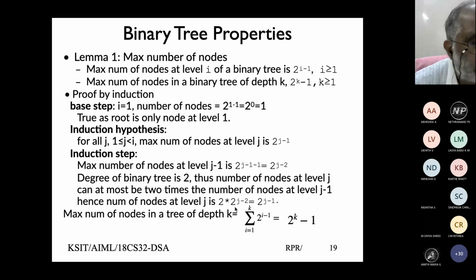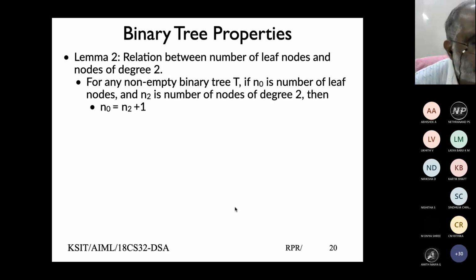Similarly, we also defined the relation between the number of leaf nodes and these two. We said if n0 is the number of leaf nodes and n2 is the number of nodes of degree 2, then we proved that n0 is equal to n2 plus 1, and we proved that again using induction and logic.